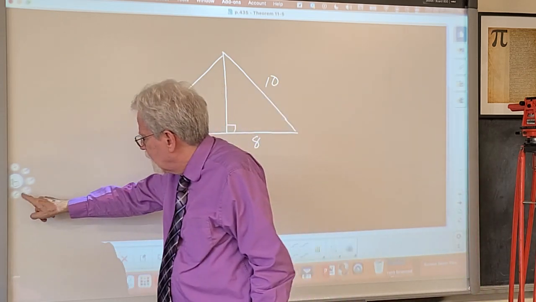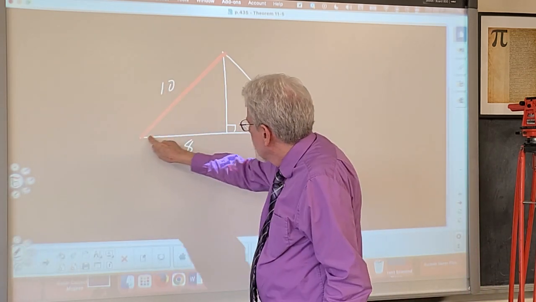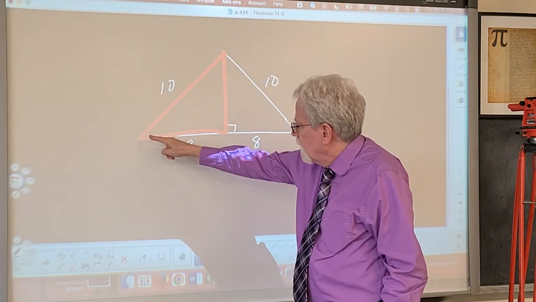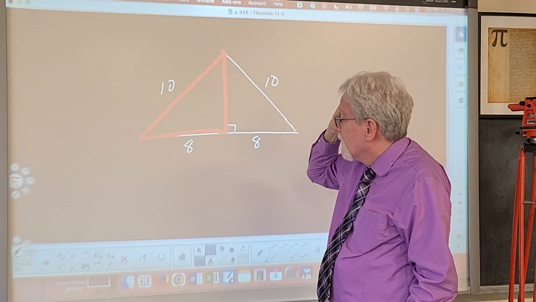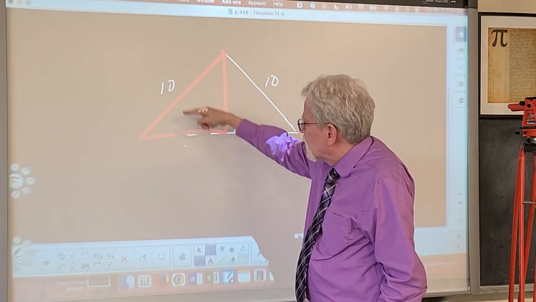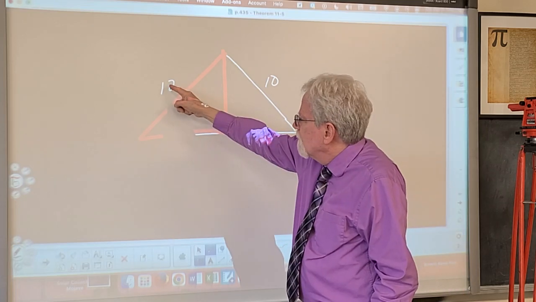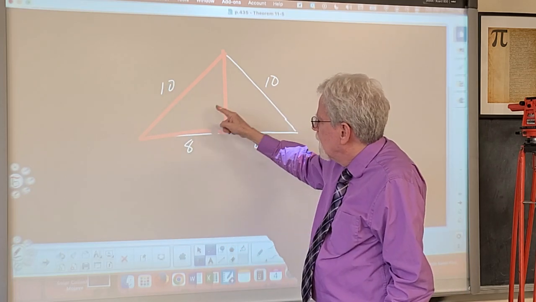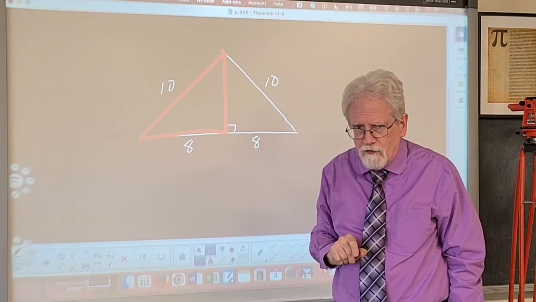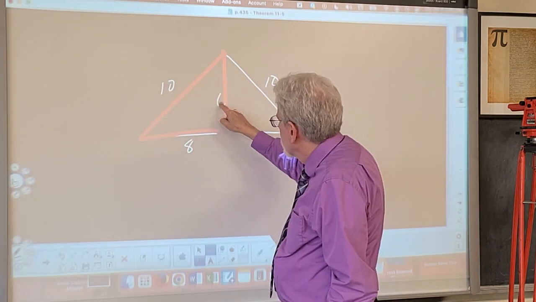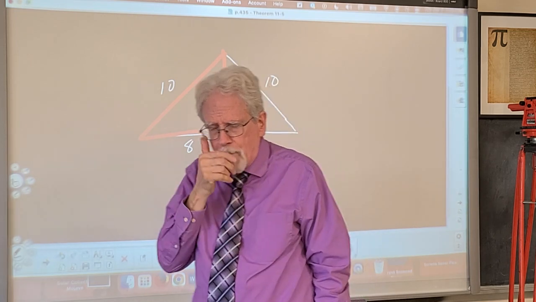Now let's look at just this red triangle. Its base is 8. Do these numbers look kind of familiar? 5 times 2, 4 times 2. This must be 3 times 2. It must be 6.